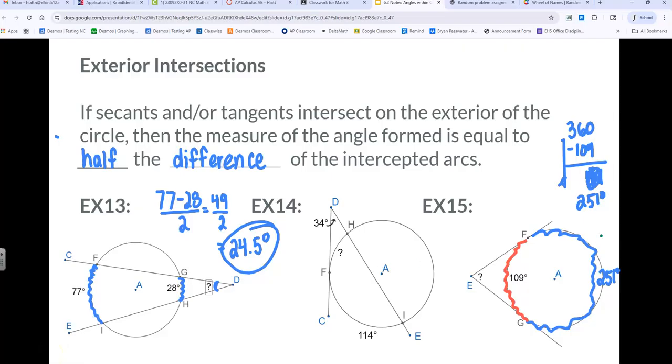So if I do here 251 minus 109 divided by 2, I'll get my answer. So 251 minus 109 is going to be 142 over 2, which is going to give us 71 degrees. So this angle right here is 71 degrees. Notice it is smaller than both of the arcs that we had. That should happen every time. With the ones that cross on the inside, our answer should be in between the two arcs that we have. Here it should be smaller than both of the arcs.